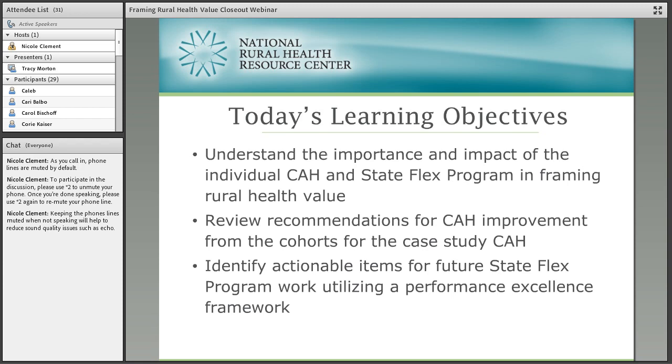Our objectives today for learning include understanding the importance and impact of the individual critical access hospital and the state FLEX program in framing rural health value, that we can review the recommendations for critical access hospital improvement that came out of the cohorts for that case study hospital that you all participated in, and that we identify actionable items for future state FLEX program work utilizing a performance excellence framework.